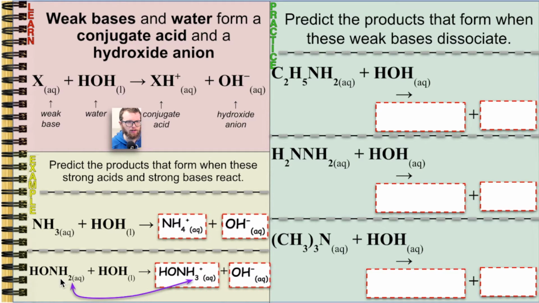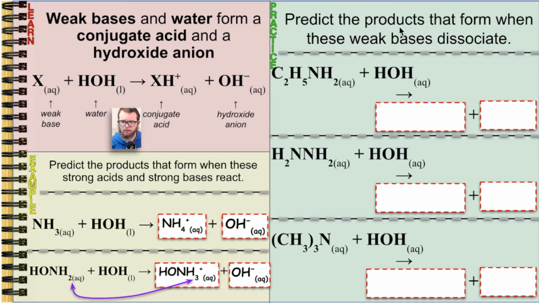And we can see here at the bottom on slide 14, if our base here is HONH2 aqueous, and it has HOH water as a liquid, one of the hydrogens falls off the water and gets added, so NH2 becomes NH3 plus. That's how weak bases work. And then we've got the OH minus aqueous over here.